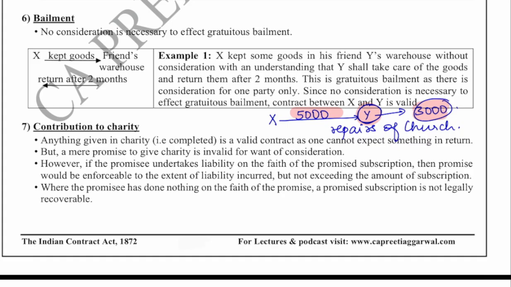So if the party has done something, they have incurred expense, we'll pay. But if they have done nothing, then we will not give anything because it is just a promise. So charity also requires completed charity. Completed charity is valid. It does not require consideration. But just a promise, that is not valid. And if on the basis of promise you have incurred some expense, then we will pay at least whatever expenses you have incurred.